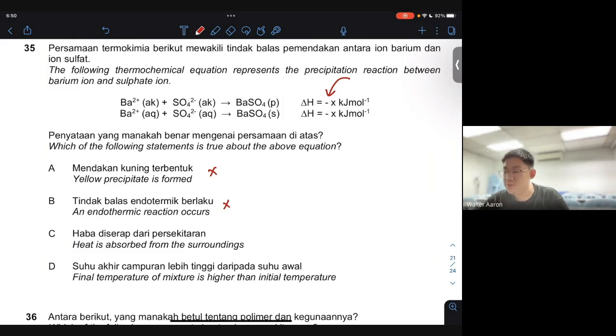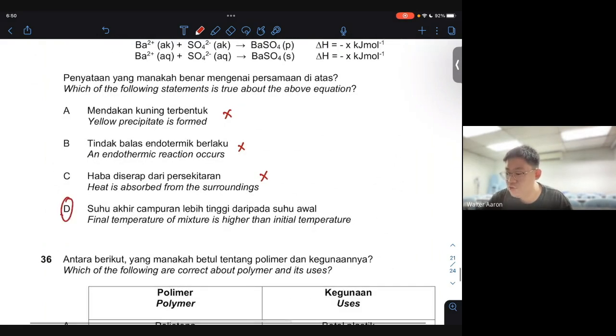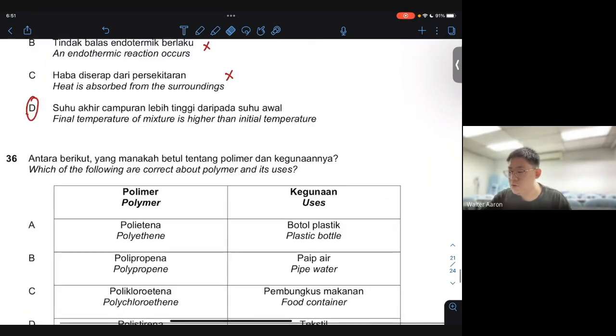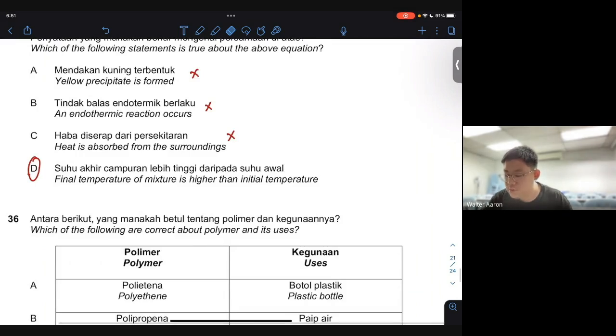Heat is absorbed from the surrounding, also wrong, because we know that heat is being released more than it's being absorbed. So D here, final temperature of mixture is higher than the initial temperature, which is true. This is true. Why? Because it's an exothermic reaction. It's negative X kilojoules per mole. All right, so therefore, the answer is D. Final temperature of mixture is higher than the initial temperature.